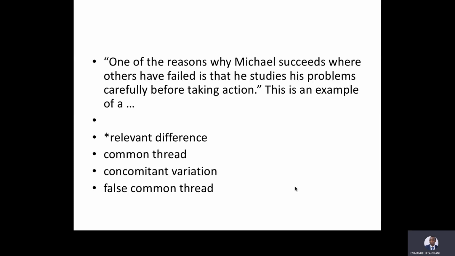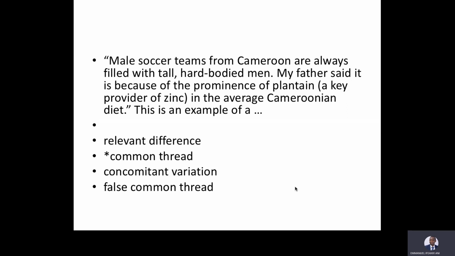Just like Kofi explains why he is always having accidents. Male soccer teams from Cameroon are always filled with tall, hard-bodied men. My father said it's because of the prominence of plantain, a key provider of zinc, in the average Cameroonian diet. Many of us must have known a lot of Cameroonian players who had muscular bodies. So this is an example of a what?